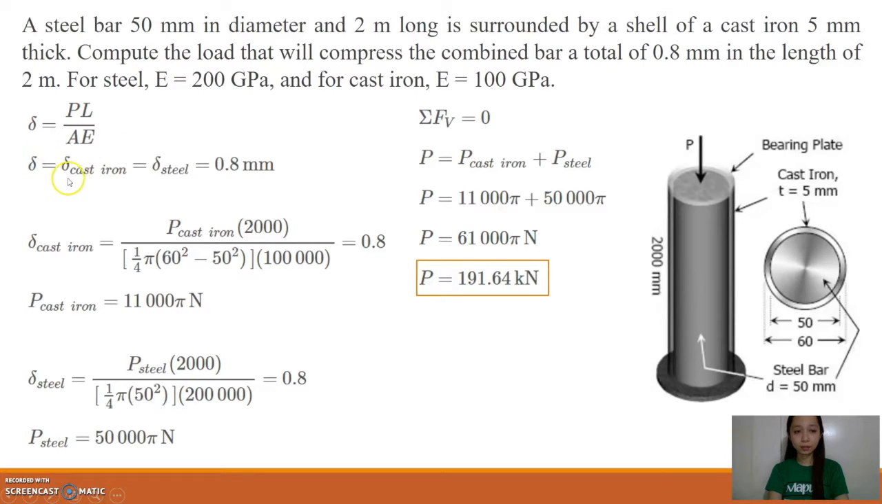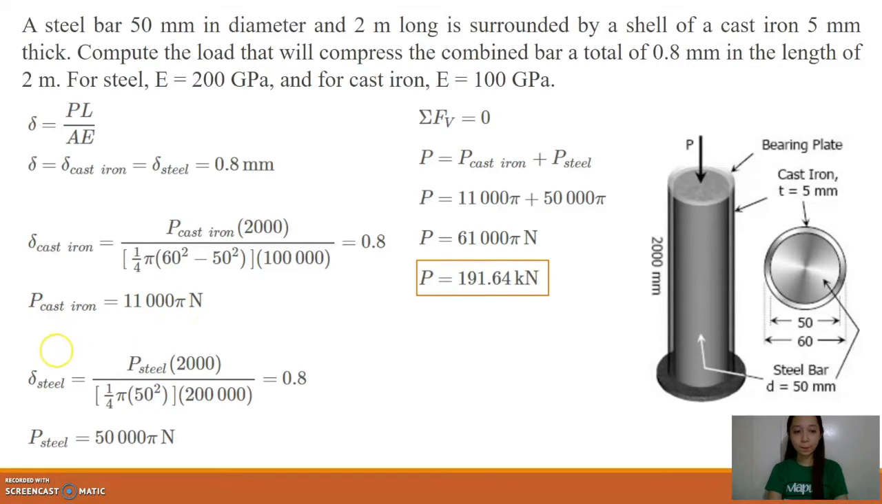Deformation of cast iron is equal to deformation of steel, which is equal to 0.8 millimeters. To get the load of cast iron, use the deformation formula. Deformation of cast iron, which is equal to 0.8 millimeters, is equal to the load of cast iron times 2,000 millimeters all over the area of cast iron, which is pi d squared over 4, and the diameter is equal to the outer diameter minus the inner diameter. That is pi times 60 squared minus 50 squared all over 4 times 100,000 MPa. So the load of cast iron is 11,005 newtons.